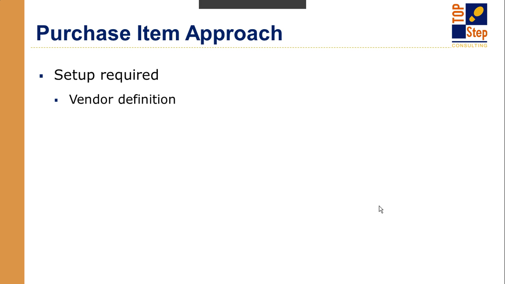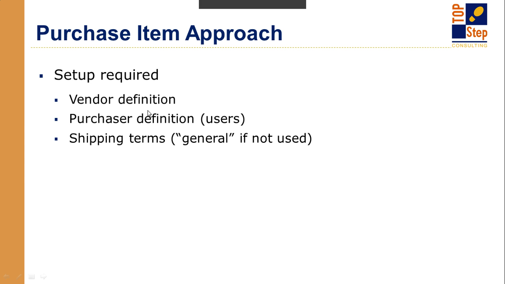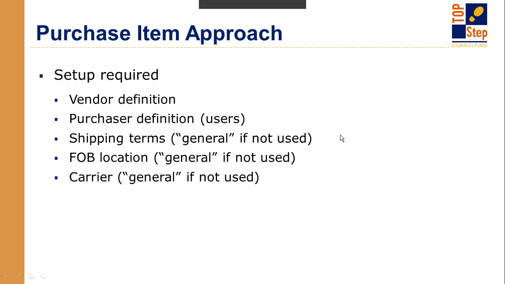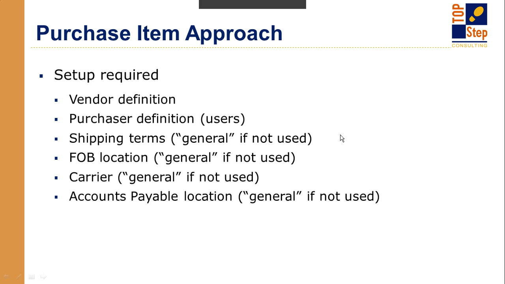There's a bit of setup required. You need to define your vendors. You'll need to define your purchasers. Now, chances are those will already be users in your system, so you probably don't have to worry about that too much. Then there's 4 other items that need to be defined one way or another. Whether or not you're using them, they have to have something in there for shipping terms, the FOB location, the carrier, the accounts payable location. Now, you can just use the term general in there if you're not really using them, but you still have to set something up. So whereas there's some setup to do here, it's really not that strenuous, depending on how much of this information you're going to use.